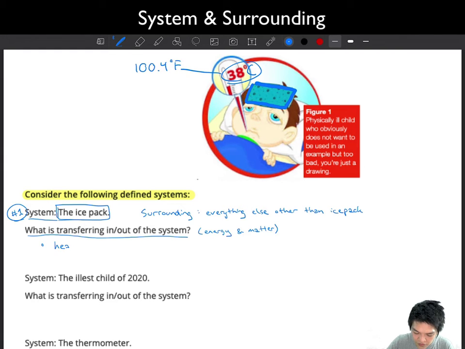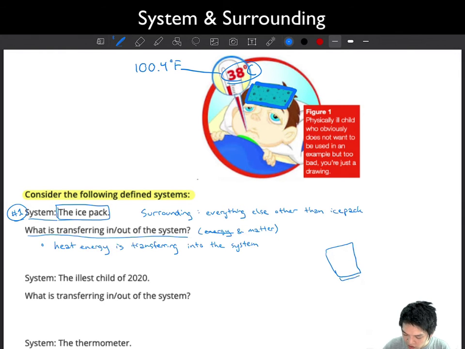Okay, so we can say for this example, heat energy is transferring into the system, right? Because the ice pack, the system, is receiving heat from the kid. Okay, so that deals with the energy. What about matter? Does matter transfer into or out of the ice pack? Well, if you think about the ice pack again, okay, this is an ice pack.